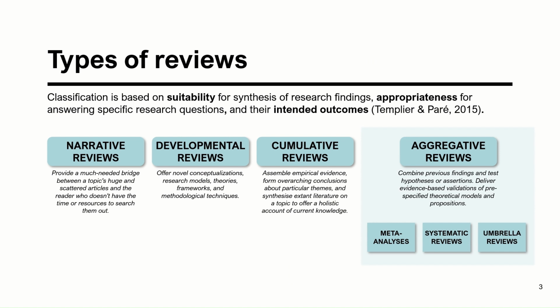When we talk of literature reviews, you will find there are several forms. For academic purposes, what you see on the slide are four broad areas of reviews, starting with narrative reviews, developmental, cumulative, and aggregative. Narrative reviews, for example, are when you don't have the time or resources to search through the entire body of knowledge that has happened in your field. That's when you pick some of these narrative reviews. You may want to just read through that so you quickly are able to grasp what has happened so far in your field.